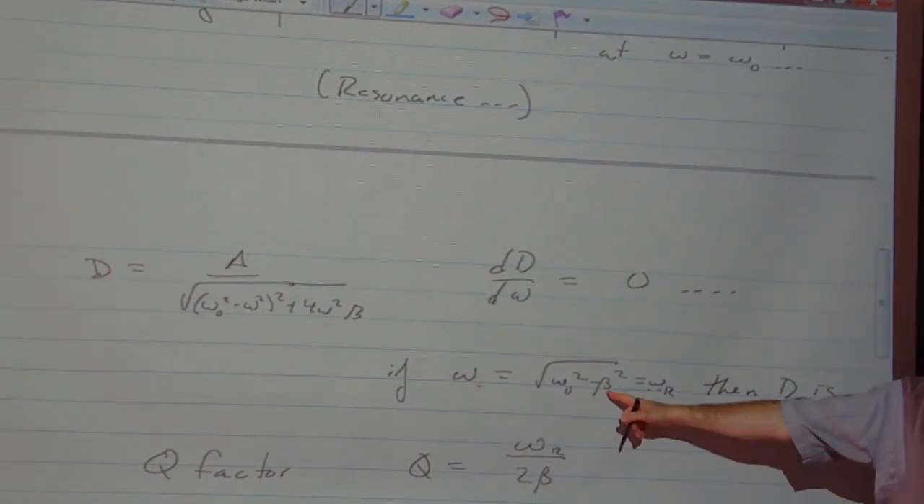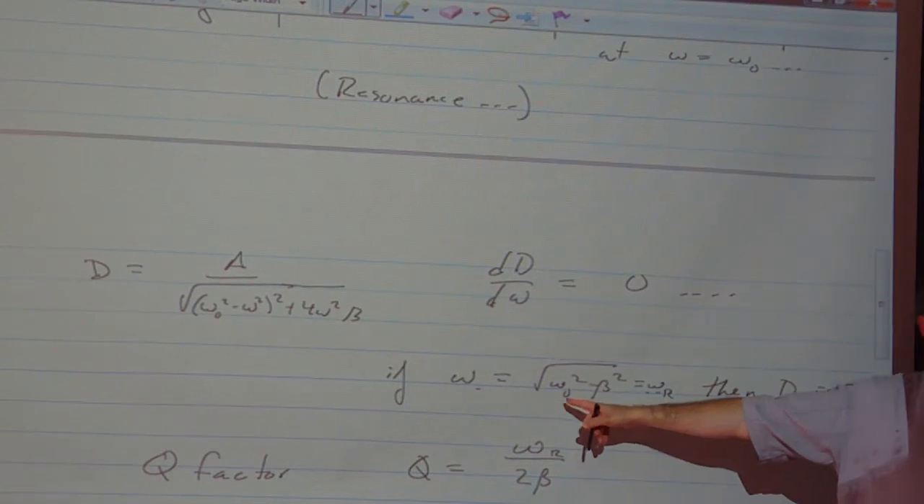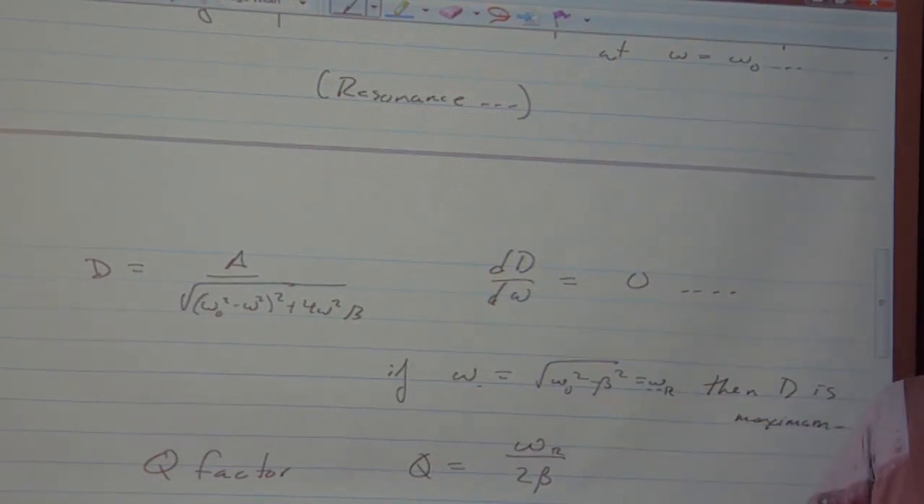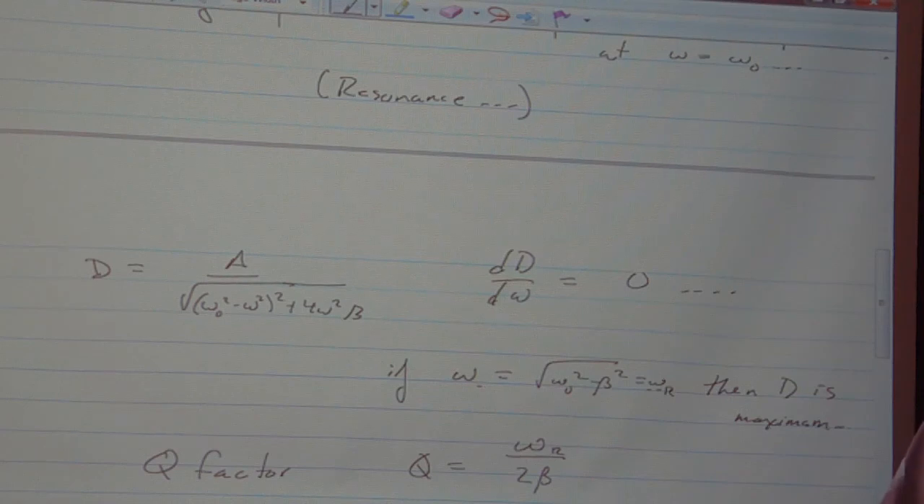And this sort of makes sense, right? If there's no damping, what frequency ought you to drive the thing at? The frequency it wants to go by itself. So if you don't have any damping, you want to drive it at the frequency that it would naturally go, and then you get a runaway solution. Okay?